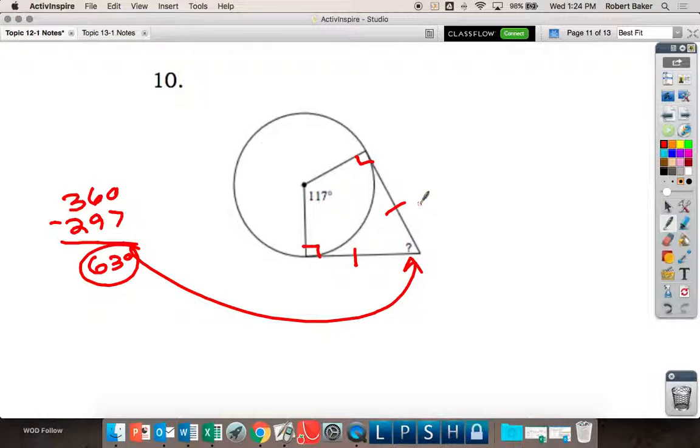Well, I gotta figure out how I can make the other two sides congruent. They're both radii, and all radii are always congruent, so these two pieces are congruent.